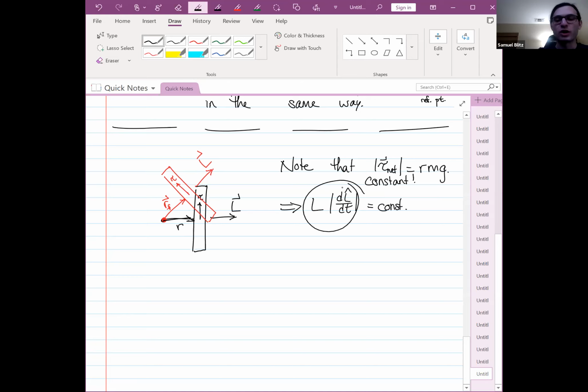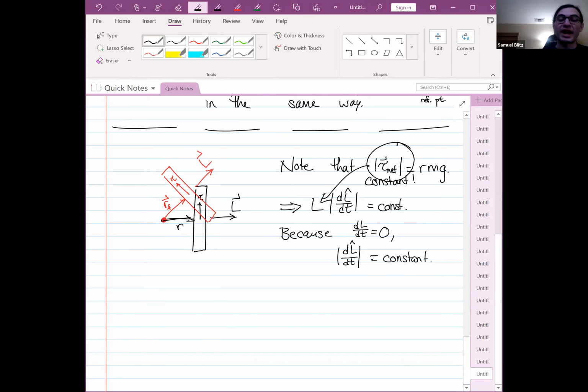Basically, this is the torque because the other term is 0. And because we know that the magnitude of the angular momentum is constant, i.e. its derivative is 0, we have that the rate at which the angular momentum direction changes is fixed. This is a constant. So this is all just to say the torque is constant, so L times dL hat dt is constant.